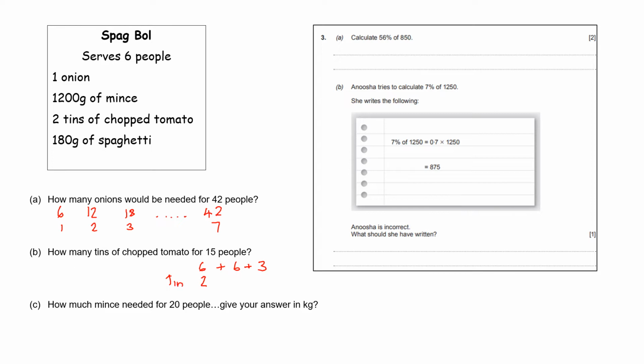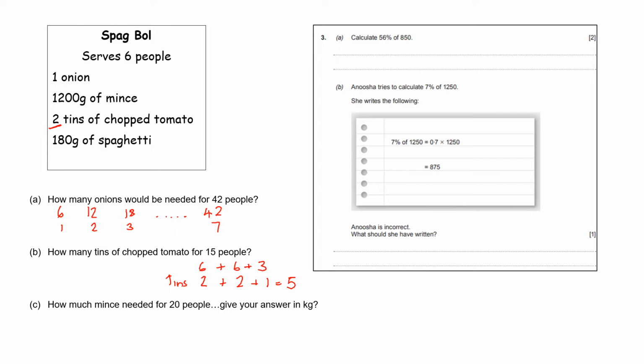Right, so this is my tins. For the 6 people, I need 2 tins. To make for another 6 people, I need another 2 tins. But to make for 3 people, I only need half that amount, so I only need 1 tin, which is 5 tins. How much mince is needed for 20 people?